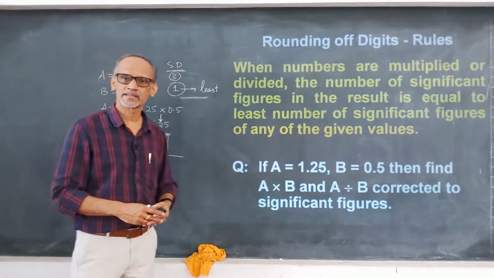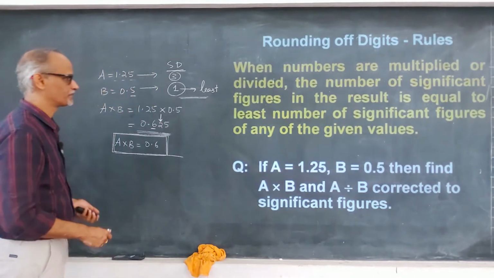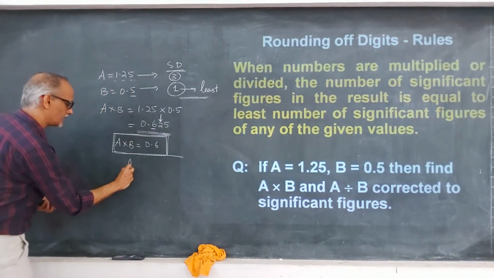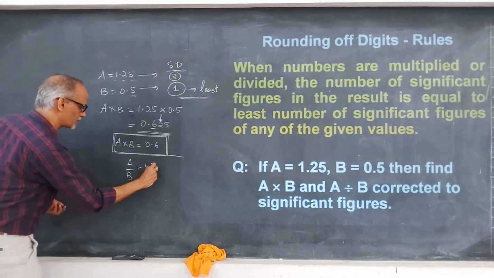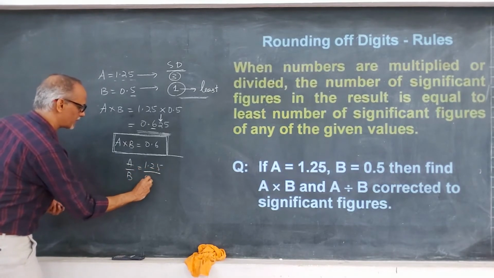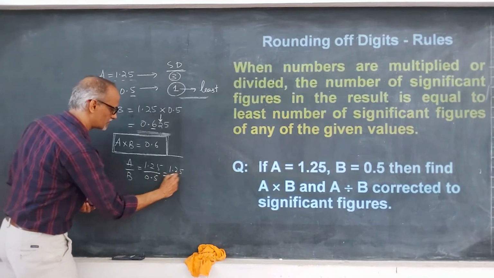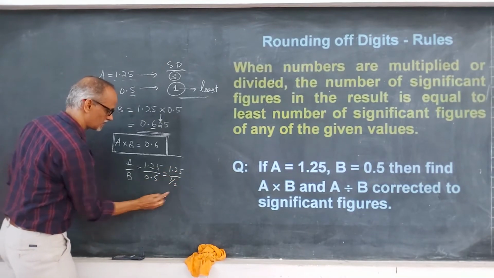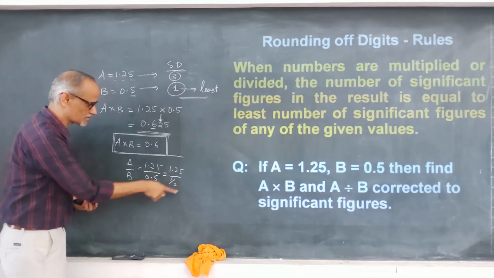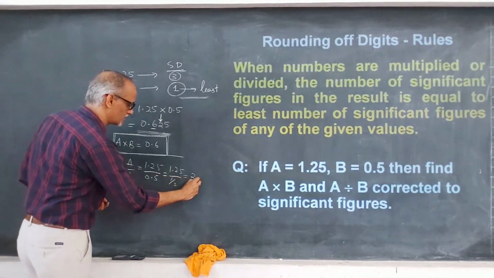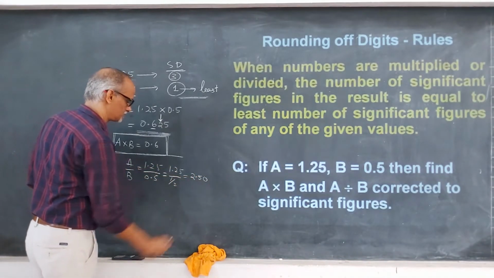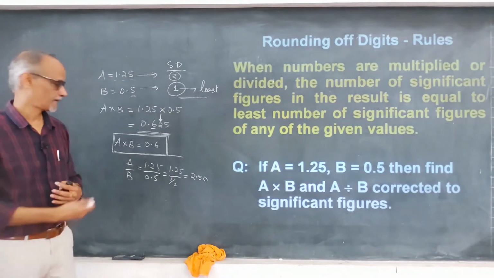Let's divide and then we'll see what answer we get. Division. So I will take A by B, division is A by B, so 1.25 divided by 0.5. So this is the same as 1.25. 0.5 means it's half, right? So this goes to the numerator and gets multiplied. It becomes 2.50. This is what we get. Okay, all right. Now check.